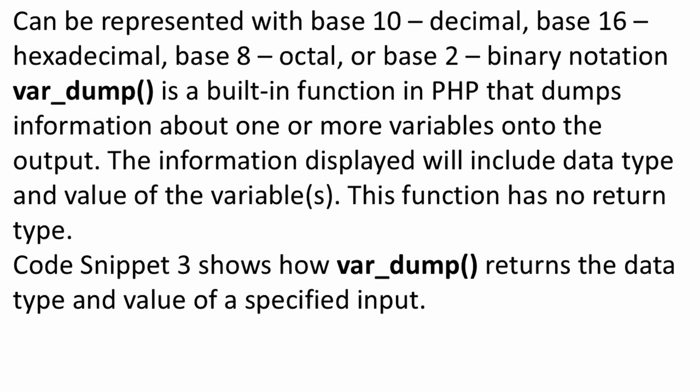For example, base 16 is called hexadecimal, base 8 is called octal, and base 2 is known as binary notation. These different formats allow programmers to represent numbers in the way that best fits their program's needs, especially when working with low-level operations, memory addresses, or color codes in web development.